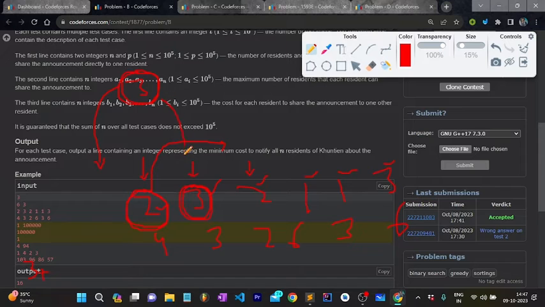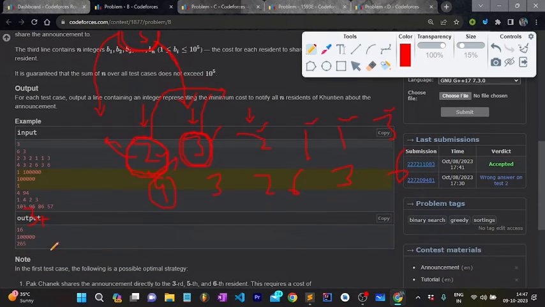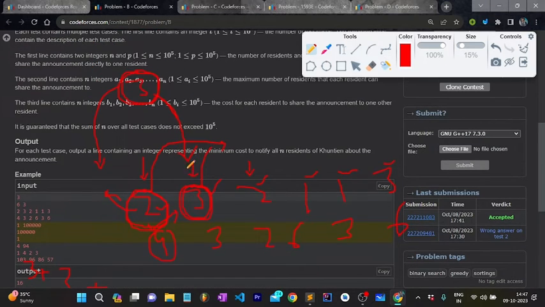Whether he can take the announcement from the Park, or he can take the announcement from this person also, because this person also has the announcement. He will take cost 4 to share the announcement to this person. Okay, and Park will take 3, so optimal will be taking 3. So this will take 3, and now this person is also having the announcement.